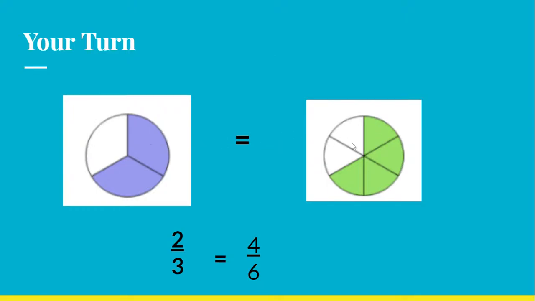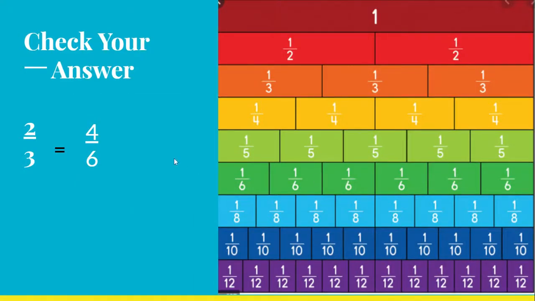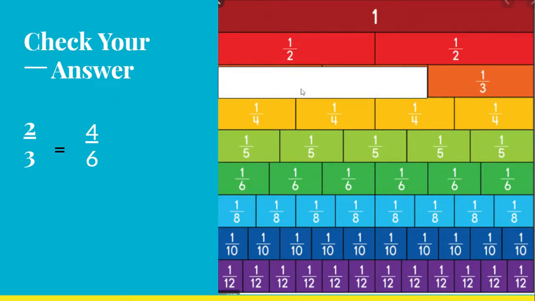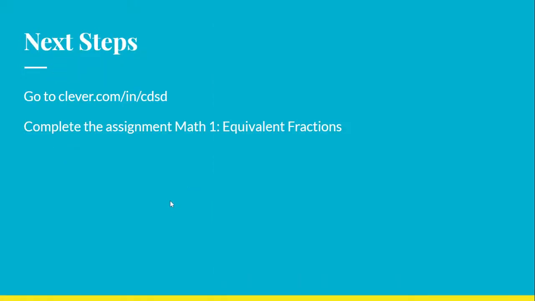If I look at both of these pictures, the amount shaded in is exactly the same. I'm going to check my answer one more time using my fraction bars. So I'm going to start by shading in 2/3. There are my 2/3. I'm going to find 4/6 next. 1, 2, 3, 4, 5, 6, and shade it in. The amounts match up perfectly. They are exactly the same. So I know my answer is correct. 2/3 and 4/6 are equivalent fractions.